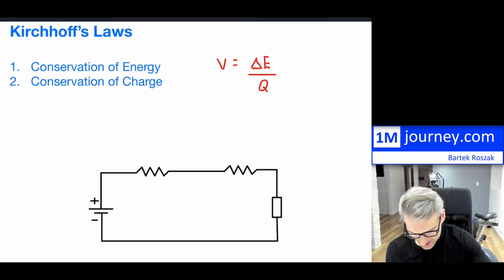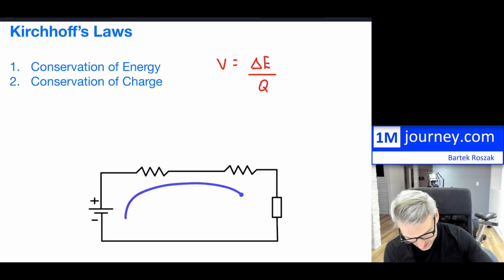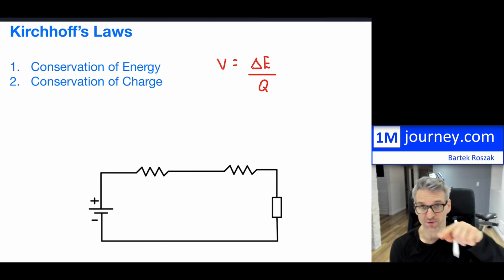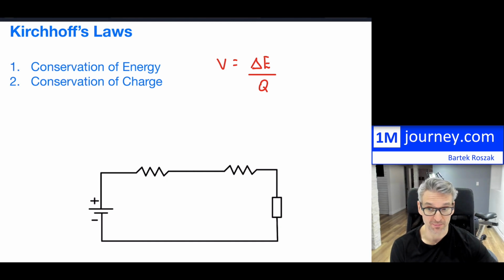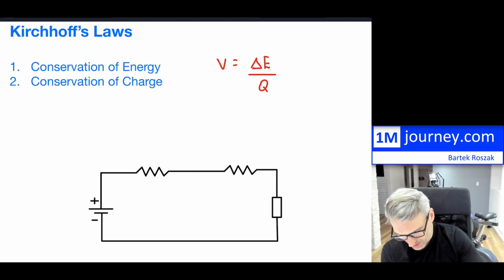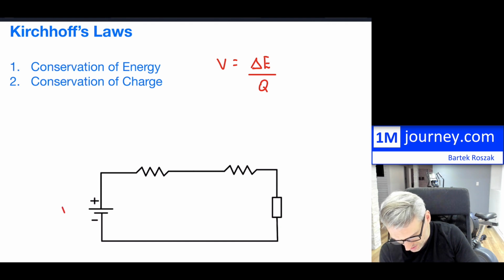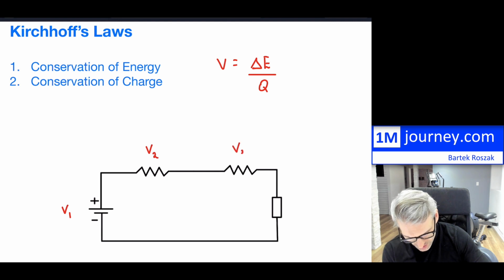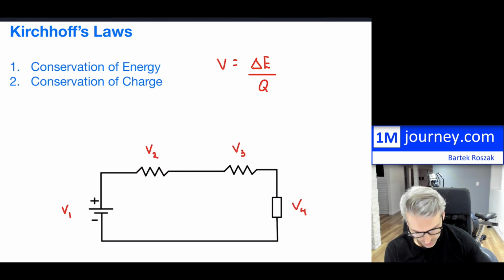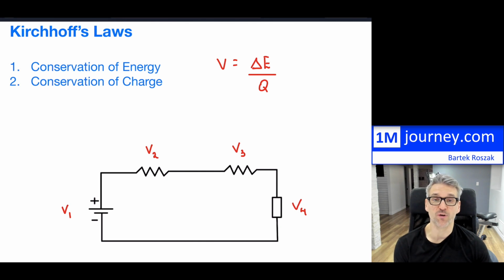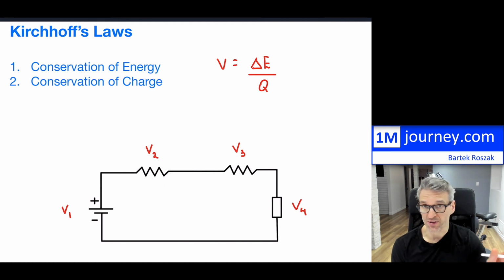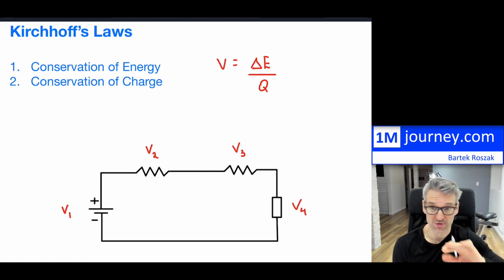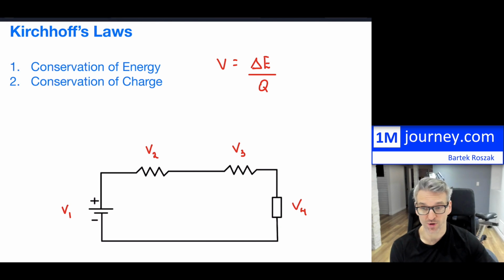And what Kirchhoff said is that if you take this particular loop, it doesn't matter in which direction. I made it kind of clockwise. If you make it clockwise or counterclockwise, it does not matter. And you start thinking about the voltages. So let's say this is voltage number 1. This is going to be voltage number 2. This is going to be voltage number 3. This is going to be voltage number 4. Now, it doesn't matter how many voltage drops that you have. It can be 3, it can be 2, it can be 5, it can be 100. It does not matter as long as you have a closed loop all the way around.